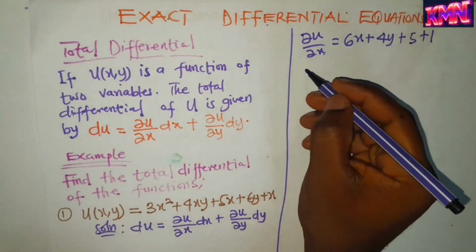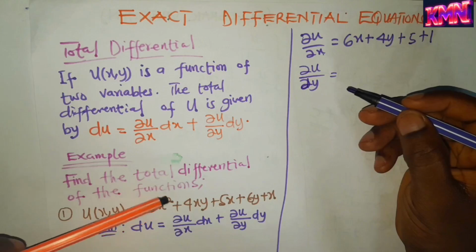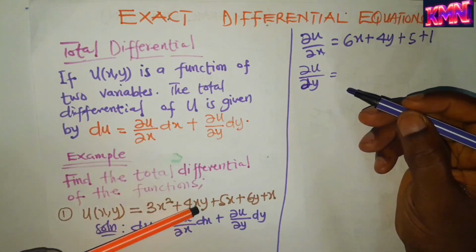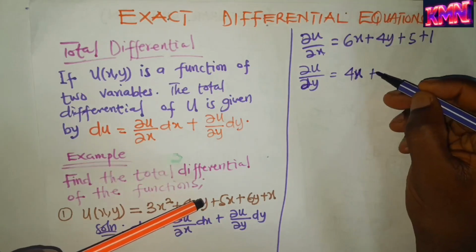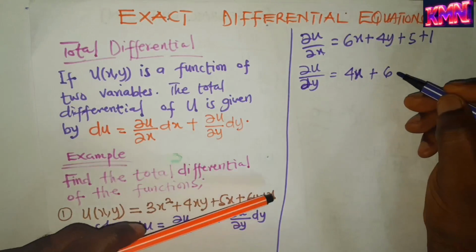Now let's find the partial derivative of u with respect to y. The same thing all over again. The whole thing is x, so differentiating a constant with respect to y, that will be 0. Then you are differentiating 4xy with respect to y, we are going to get 4x. Plus this will give us 0, and this will give us 6. This will be 0.